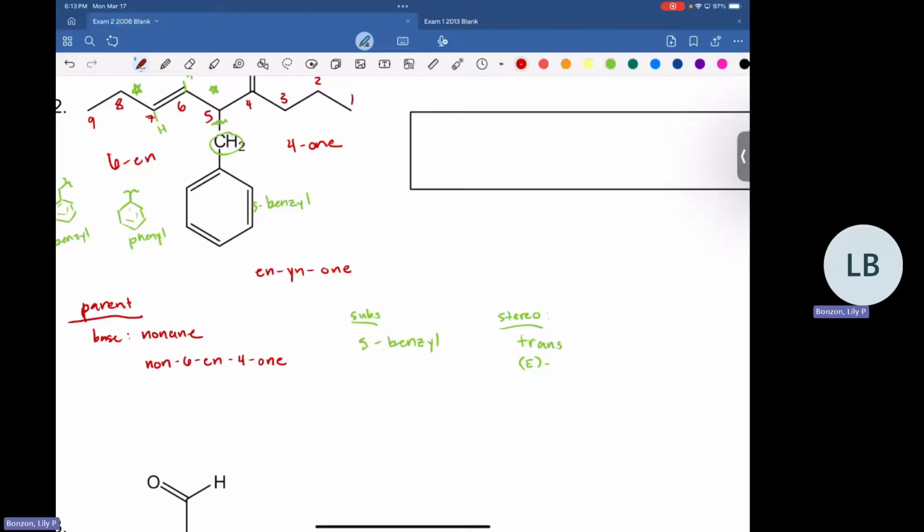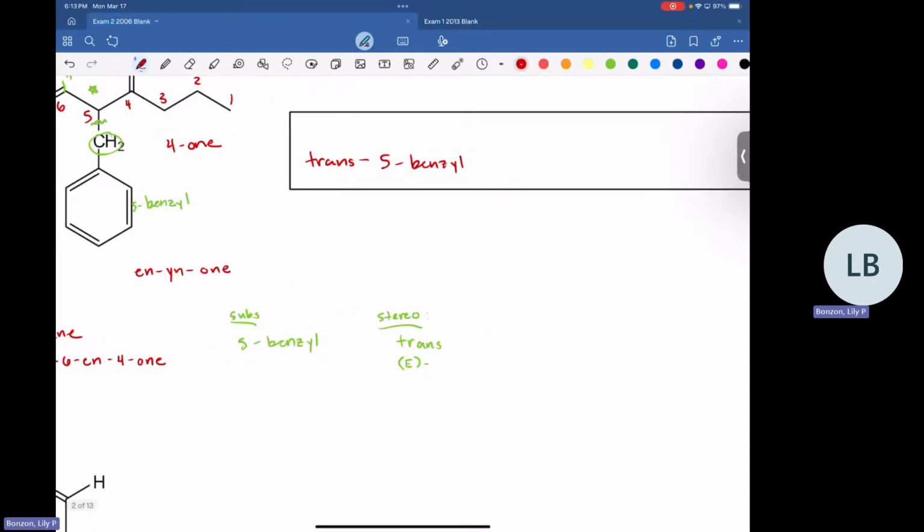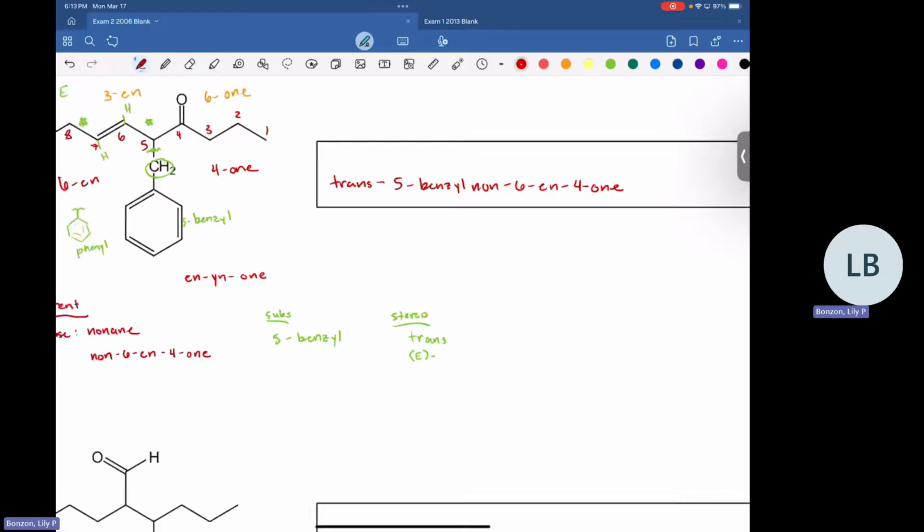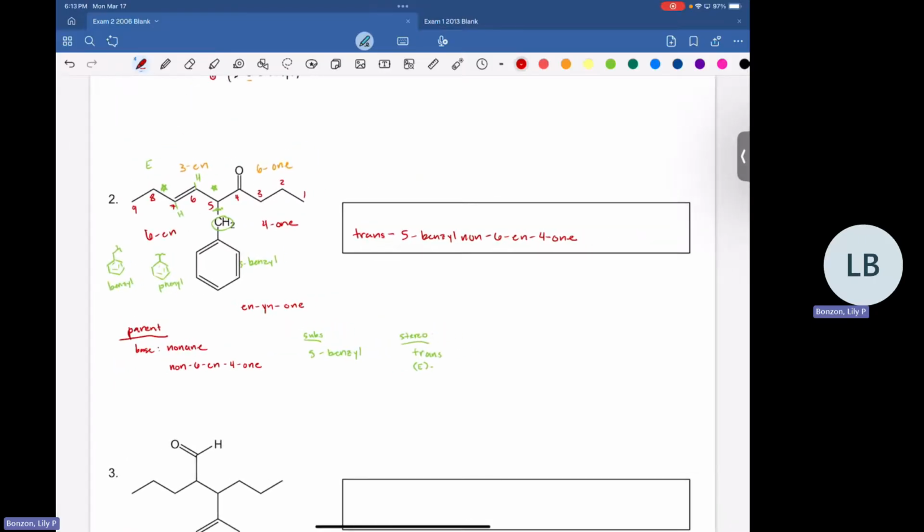All right, so now we just have to put that all together. So we've got trans-5-benzyl-non-6-ene-4-one. Any questions on that one? Mm-hmm.